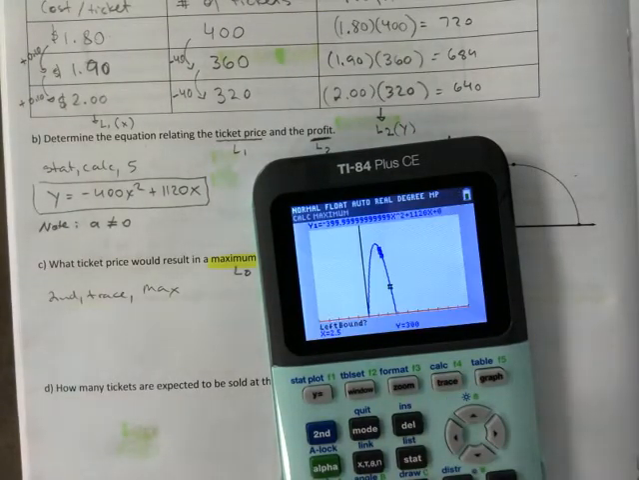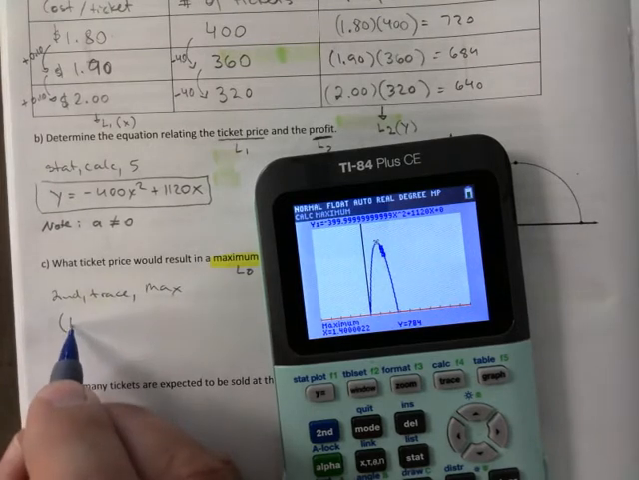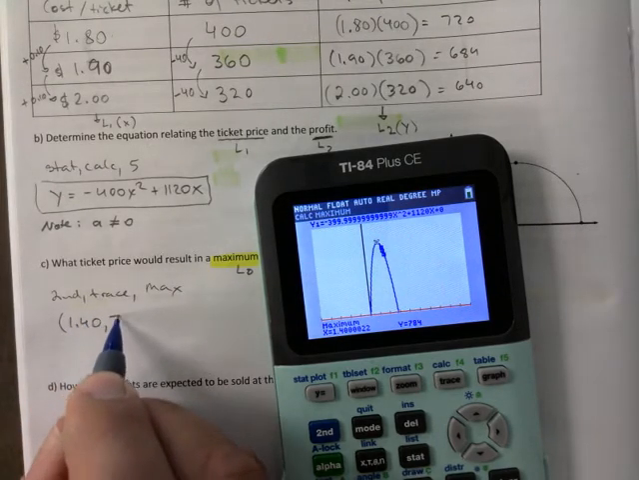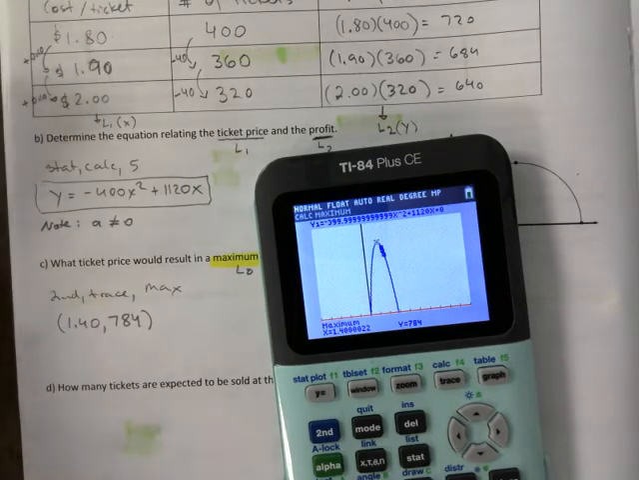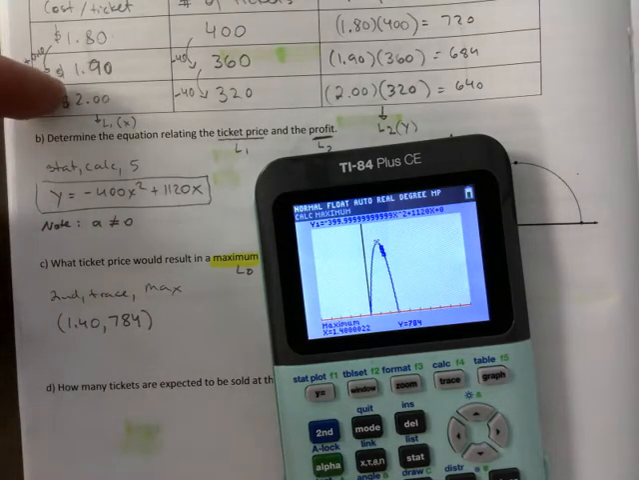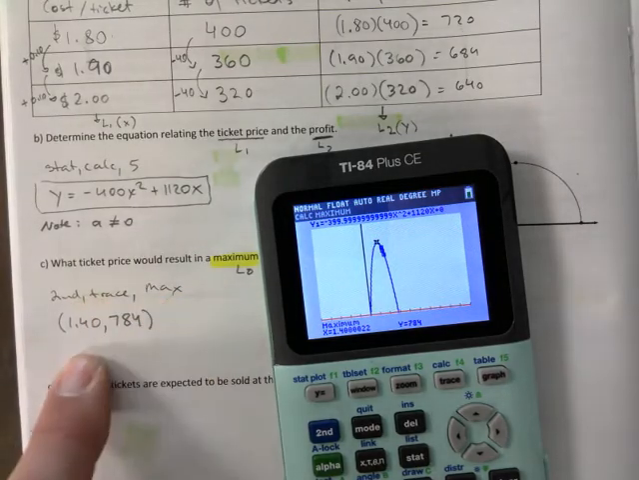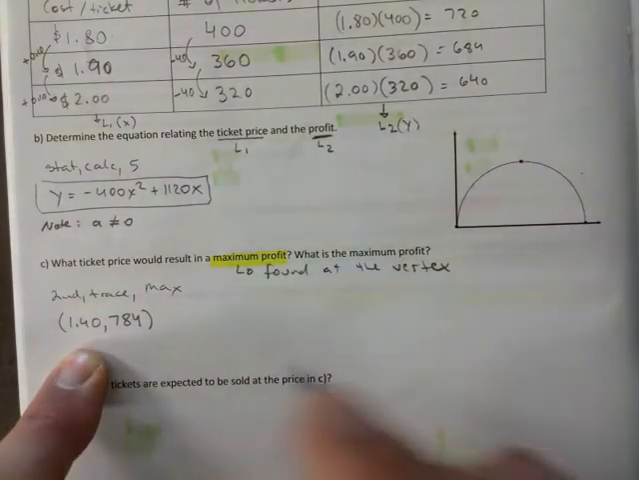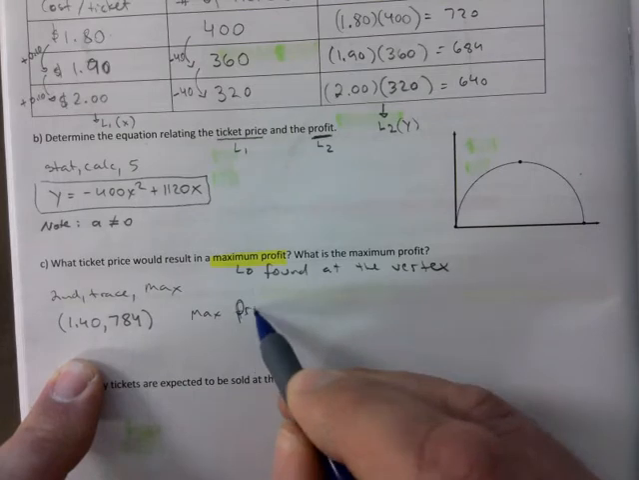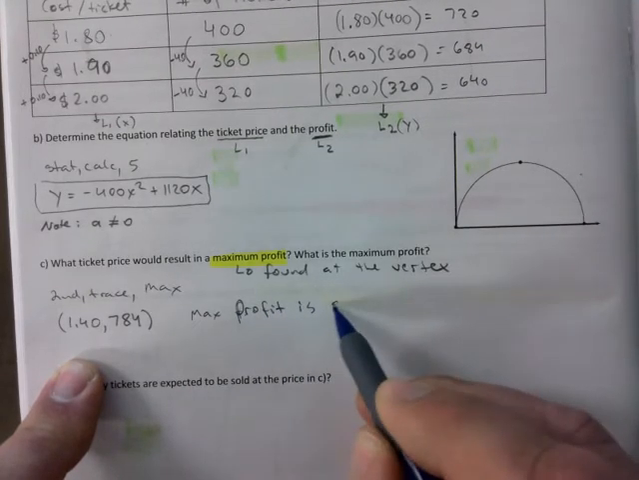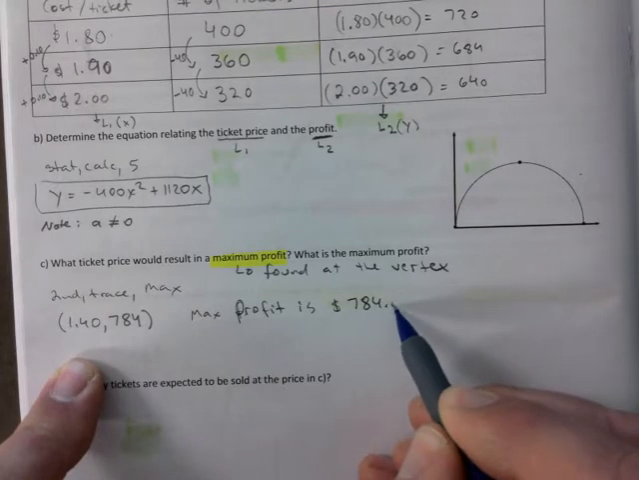Second trace. So there it is. I'm going to go 140, 784. Do not guess based on these points up here on your table, like, oh, I think it's about between these two. It has to be an exact value using your calculator. So max profit is $784.